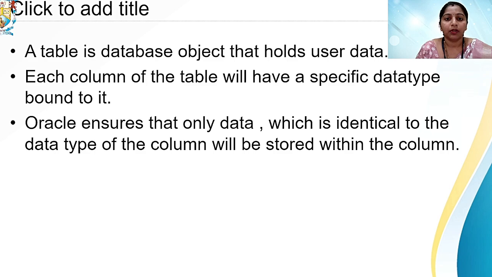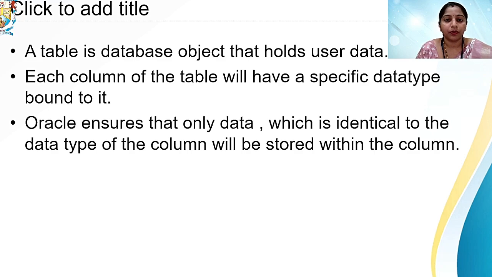Each column of the table will have a specific data type bound to it. Each column will have a determined data type. For example, a date will have the date data type, the name of a person will have varchar, where we store strings, and number, where we store numeric values.